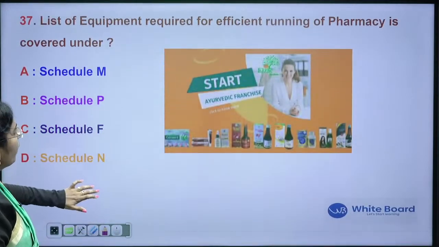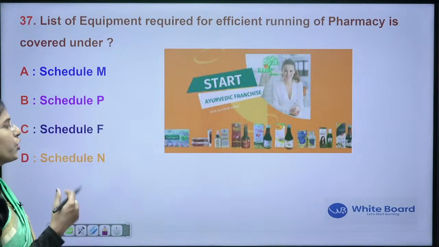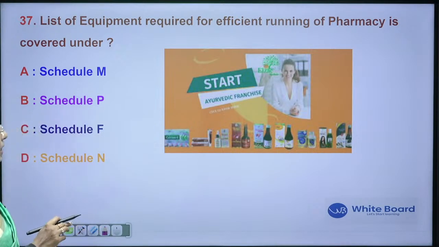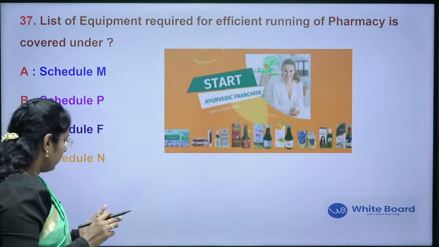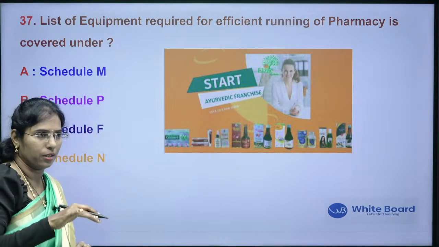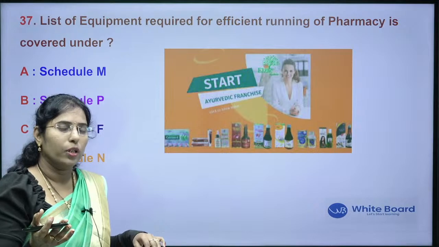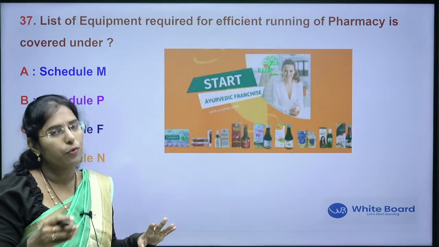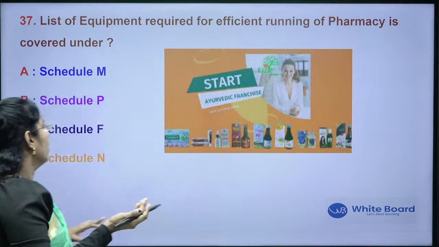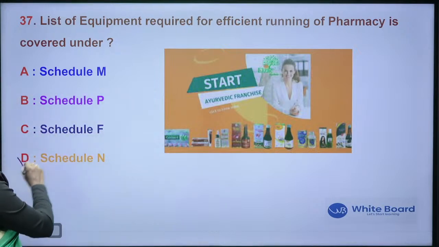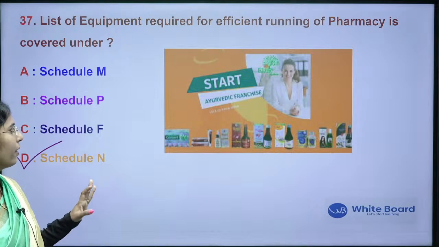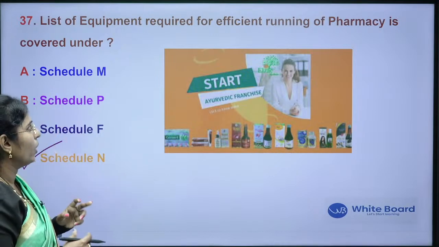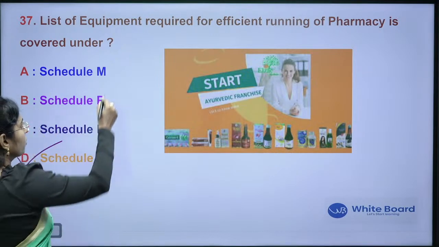Next, the list of equipment required for efficient running of a pharmacy is covered under which schedule? Just now we have discussed. It includes all the requirements and guidelines for opening a new pharmacy. So what will be the option? Schedule N is the correct answer. So what is Schedule M? Schedule M is for manufacturing.